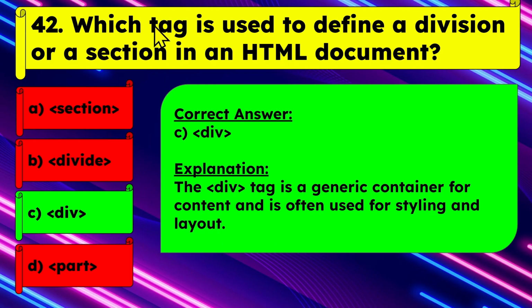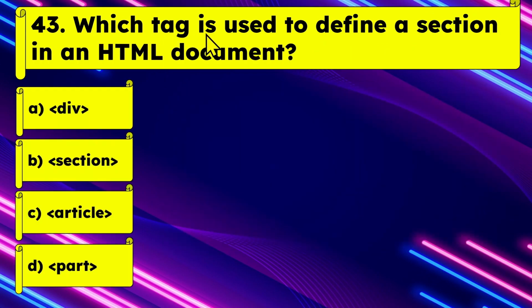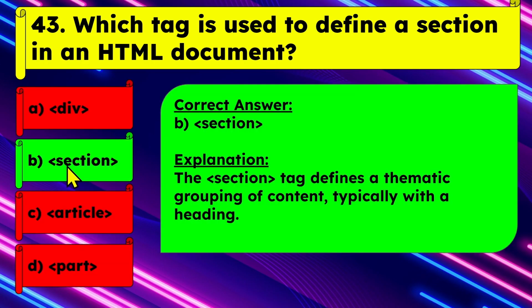Our next question is, which tag is used to define a section in an HTML document? Option A is div tag, option B is section tag, option C is article tag, or option D is part tag. So here the correct answer is B, section tag. You can see the section tag defines a thematic grouping of content, typically with a heading.